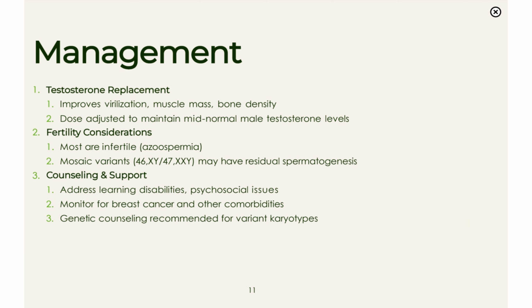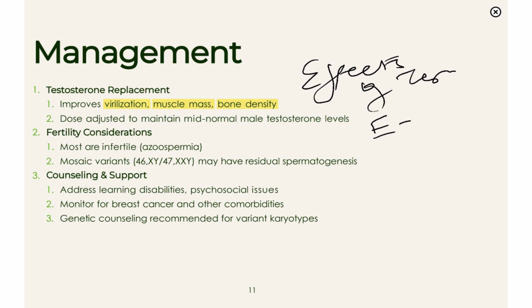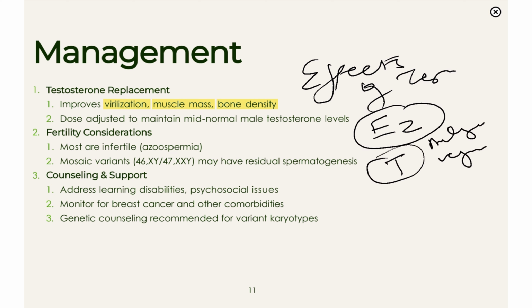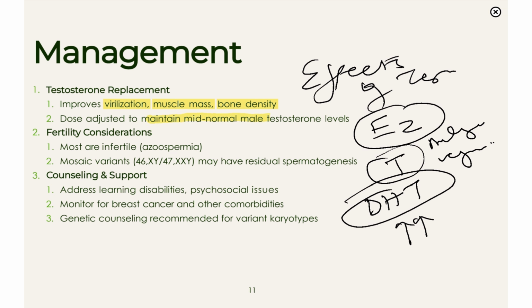The key management is testosterone replacement. This improves hair growth, muscle mass, and bone density. Remember the effects of testosterone that we discussed earlier. In the bone, it's mainly from estrogen effects. In the muscle, it's mainly from testosterone working on androgen receptors in muscle fibers. And in the hair follicle, it's mainly DHT working on the hair follicle to increase follicle proliferation. So the dose of testosterone is adjusted to maintain the mid-normal male testosterone level. We don't want to over replace these patients.